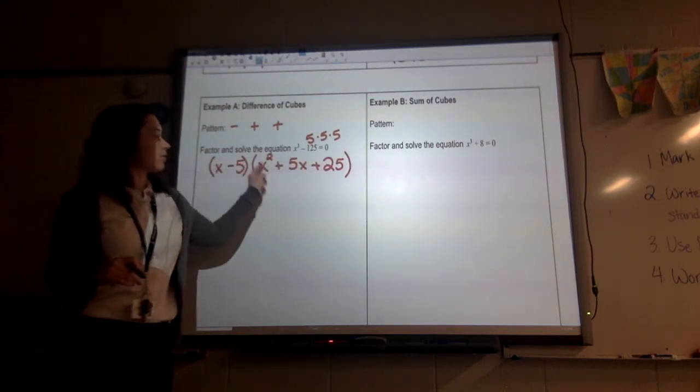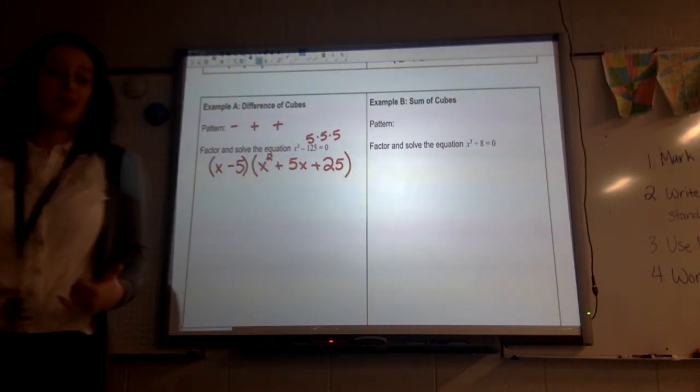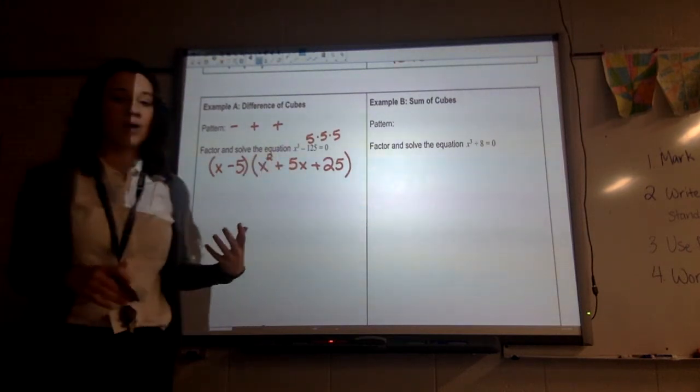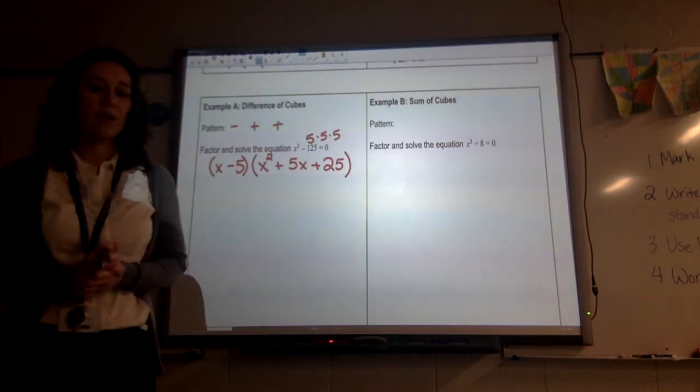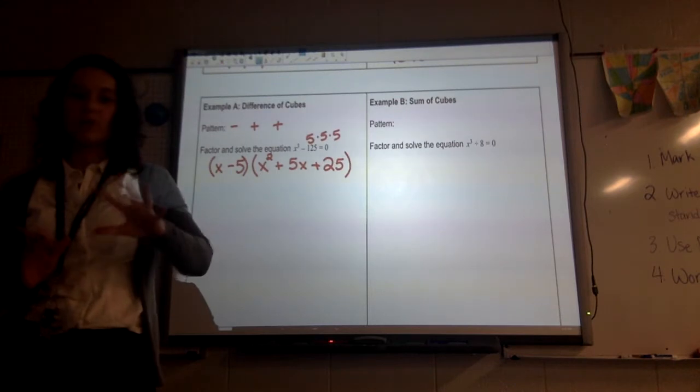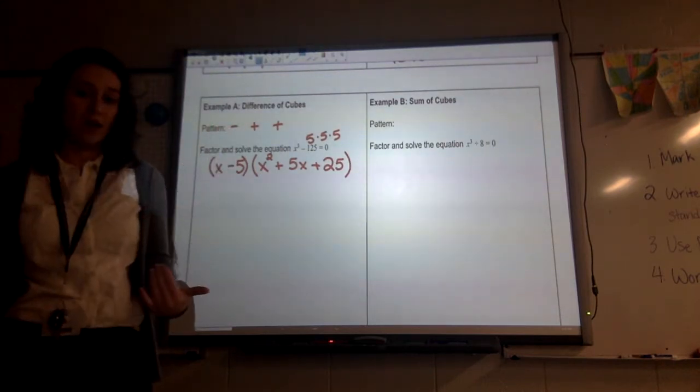You can try to factor this some more right here, but what you find out is there isn't anything that multiplies to 25 and also adds to 5. So right there, I am done factoring. Okay? I'm going to hold off on the solving for just a minute. I'm going to go ahead and go to example B and show you how to factor that one.